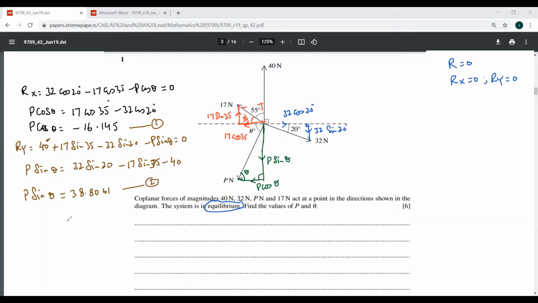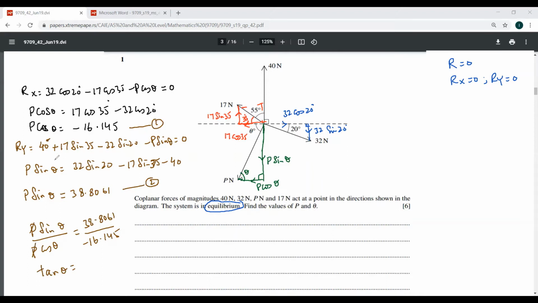Good. So dividing them side by side, I have P sine theta over P cos theta equal to 38.8061 over minus 16.145. So the P's cancel with the P, okay? And this is, acha, before you do that, I forgot to, yeah, you see we are doing this after so many months here.